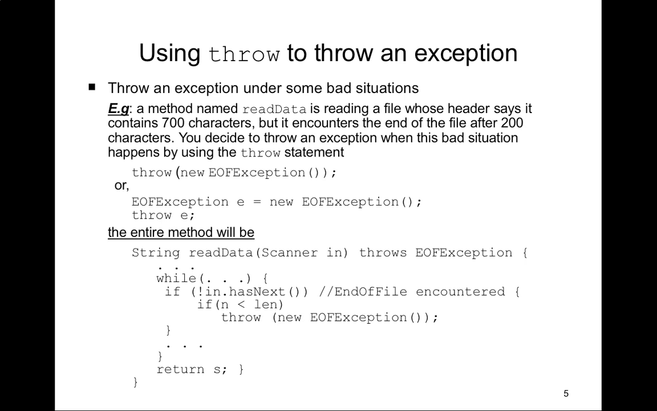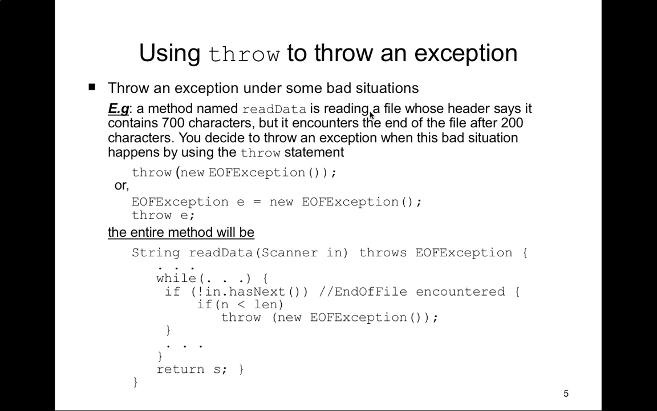Using throws to throw an exception. Here's an example. Hopefully I've put all the pieces together. So, throw an exception under bad situations. Here's an example, a method named readData. And here's our readData method. It's of data type String. So the entire method is written right here actually.